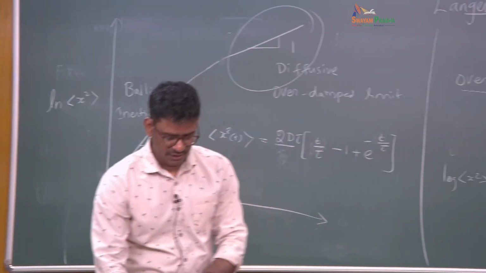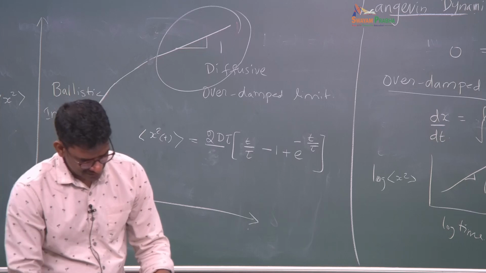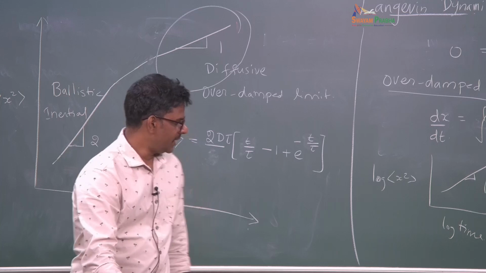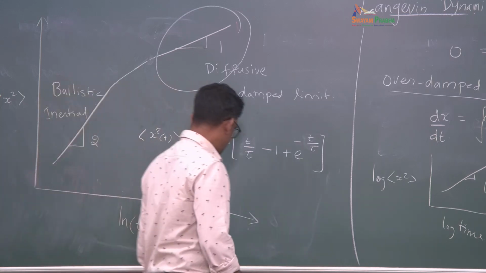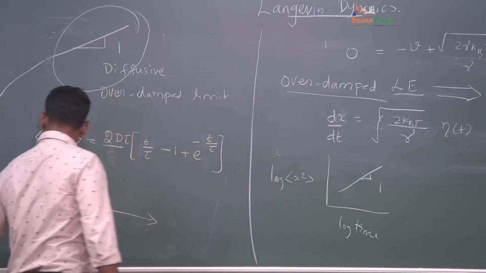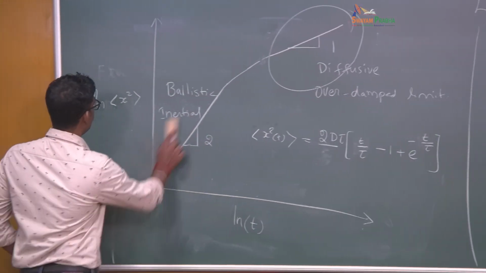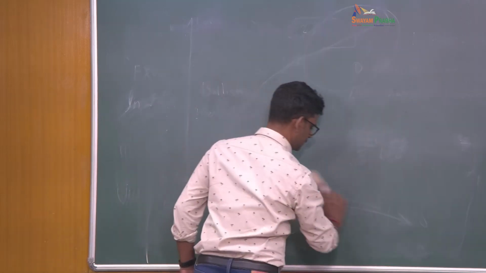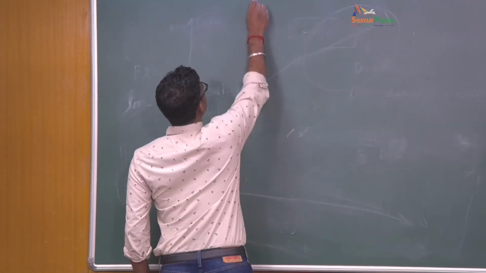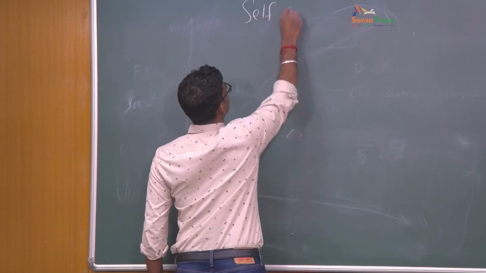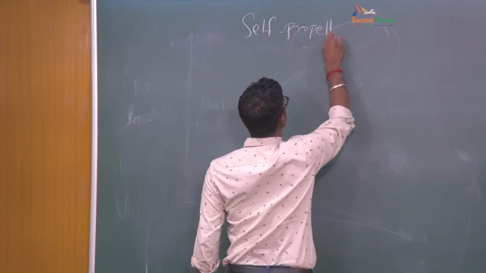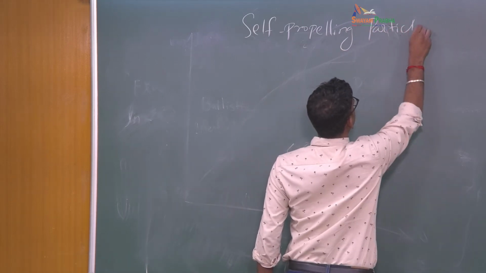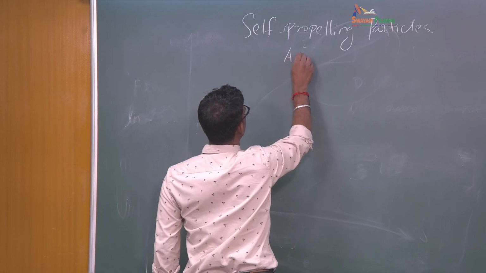So I'm going to give you one example. I mean, I'm going to talk about several other examples, but in view of time, I'm going to talk about one particular example, and this is a very active research field in which this Brownian dynamics or Langevin dynamics is very much used. So these are called self-propelling particles, or active particles.